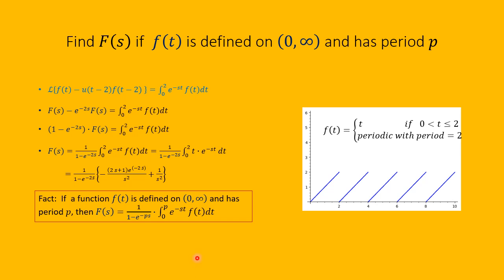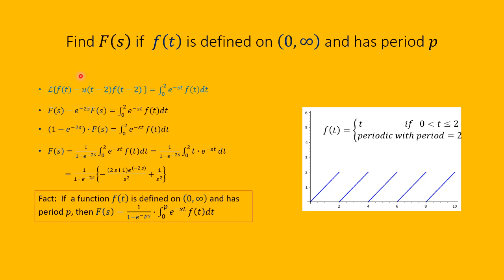So let's look at this example. Suppose that we have this function once again. f of t is t if t is between 0 and 2. That gives us part of the graph right here. And we're also told that f is periodic with period equal to 2. And that tells us what the rest of the graph out here looks like. And so for this function, f of t, we want to find the Laplace transform, capital F of s.